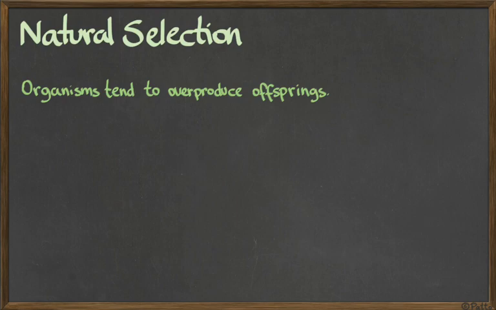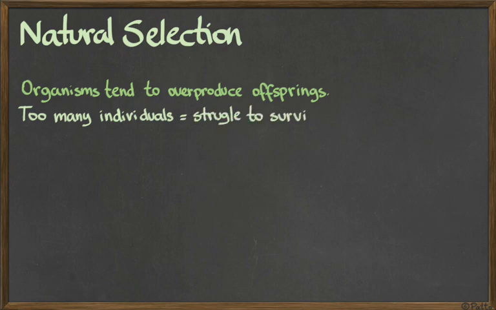So that means that every organism that reproduces tends to produce more offspring than the environment would be able to support. So we have too many individuals. And if you have too many individuals, we are going to end up having a struggle to survive and a struggle to reproduce. Too many, not everybody will be able to survive and not everybody is going to be able to reproduce.